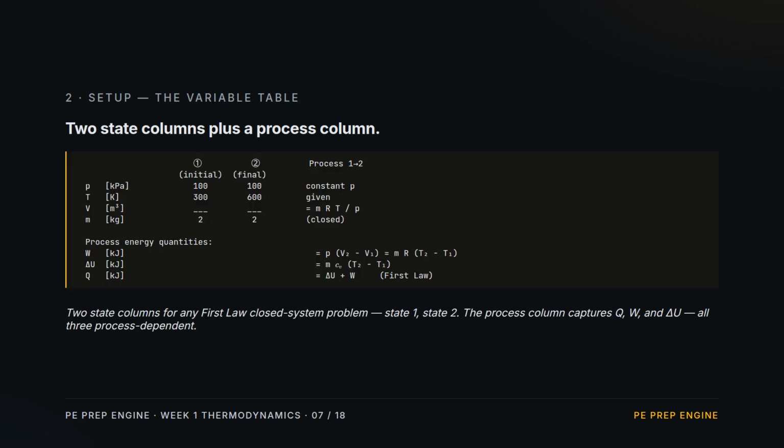Build the variable table. 2 state columns, initial and final, for pressure, temperature, volume, and mass, plus a process column for work, internal energy change, and heat. Mass is the same in both columns for a closed system. Fill givens, get volume from the ideal gas equation, and compute the process quantities last once both states are pinned.